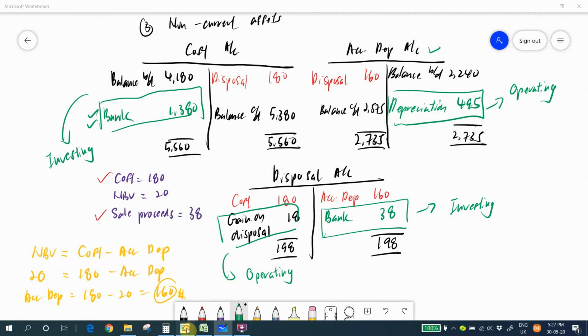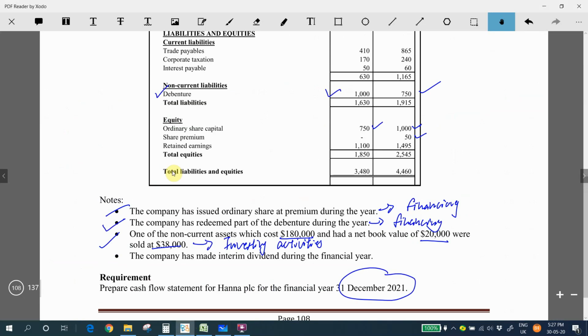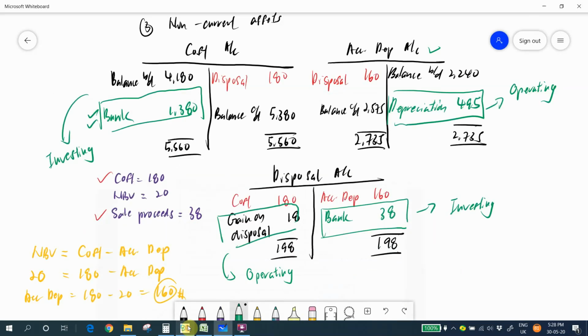Next, the last one: the company has made an interim dividend payment during the financial year. So we know when you make a dividend payment, this is related to your financing activity. But here the examiner is silent on how much you paid as a dividend during the year. So we have to do some working to find out. So this is additional information number 4.